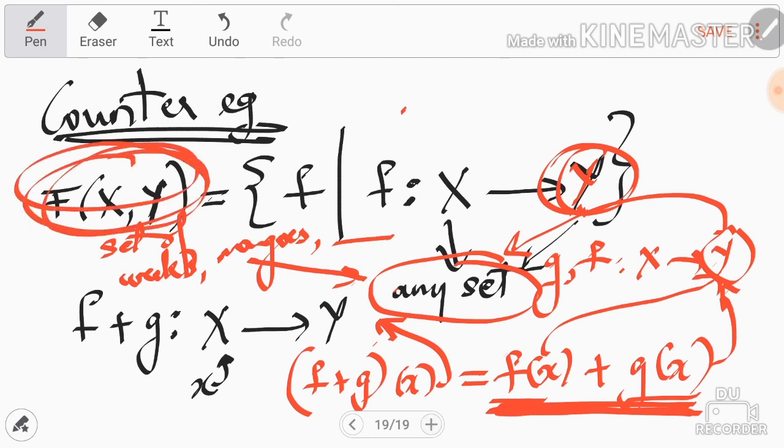So we can produce plenty of examples of vector spaces as well as sets that cannot be qualified as vector spaces. So that's it for now.